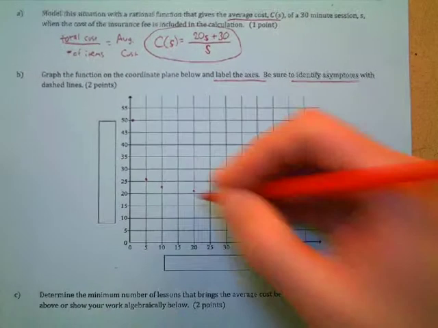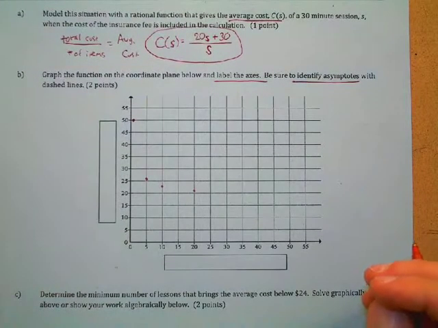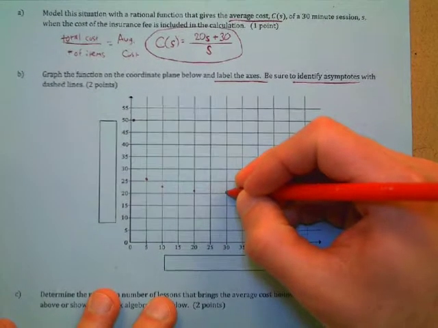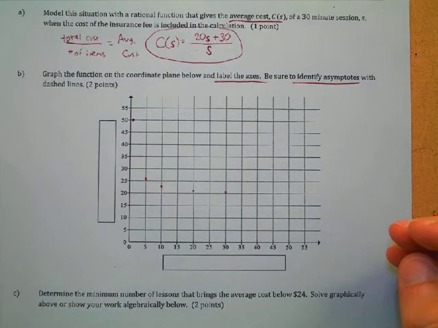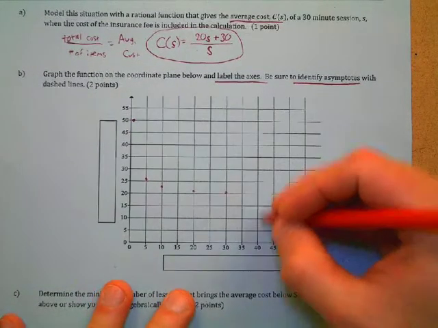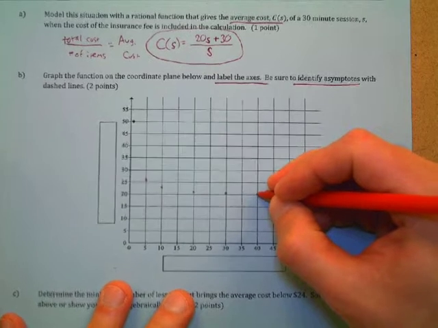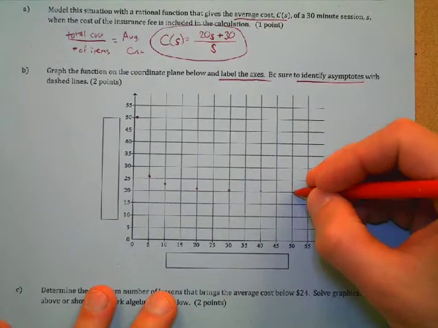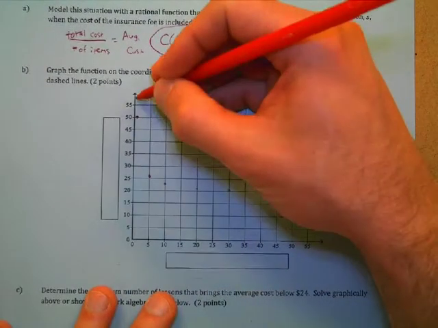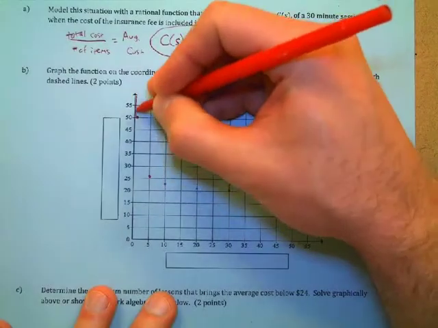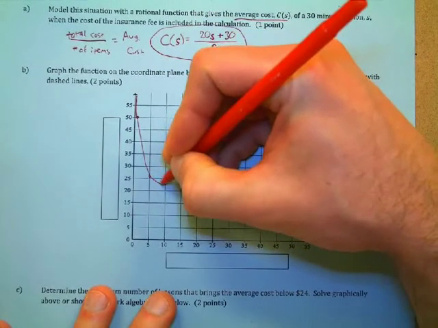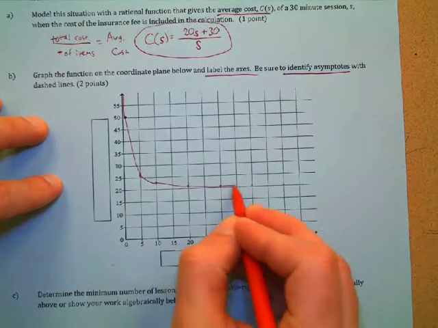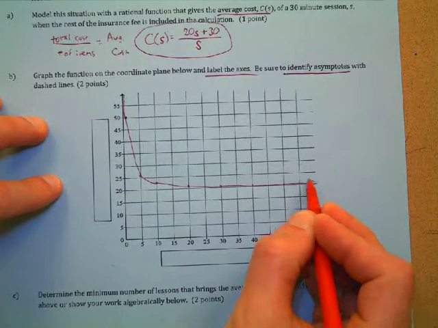Okay. I'll go to 30. 30 is 21. Okay. I'll go to 40 then. 40 is 20.75. I'll go to 50. And 50 is 20.6. So our graph looks something like this.